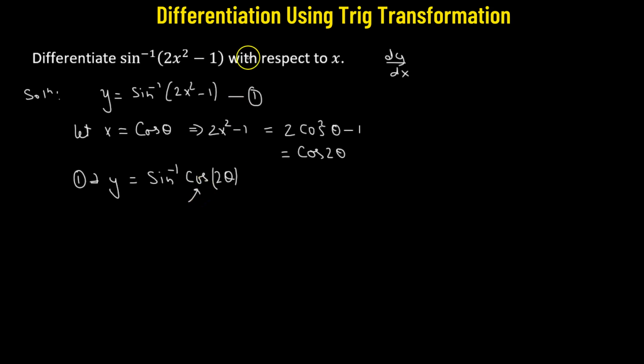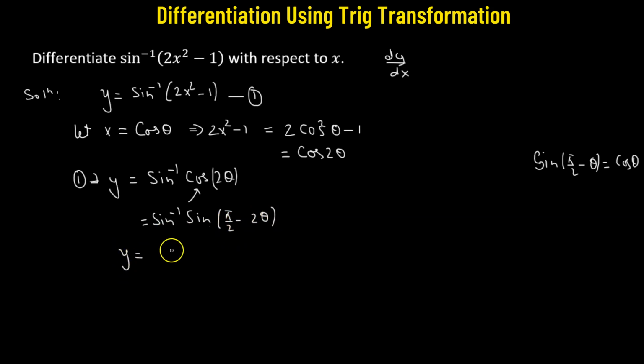To do that, all we have to do is use the fact that sine of pi over 2 minus theta becomes equal to cosine of theta. Now since we have cosine of 2 theta, this will be sine inverse of sine of pi over 2 minus 2 theta, such that y becomes equal to sine inverse of sine, and the sine inverse and sine go away, we have pi over 2 minus 2 theta.